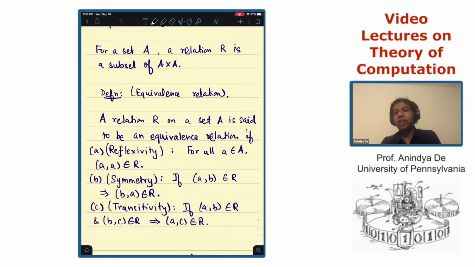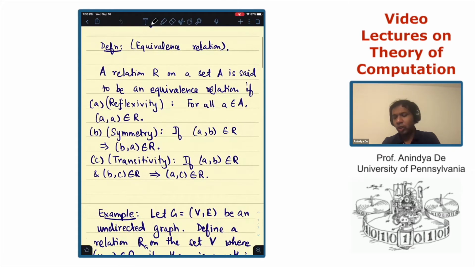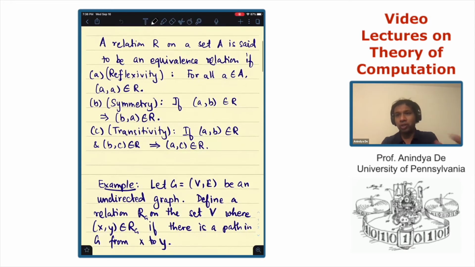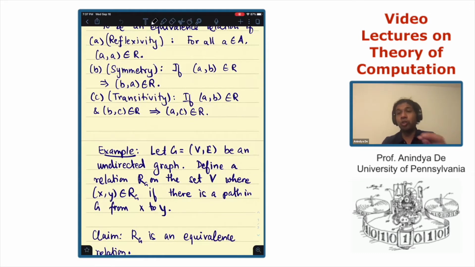And equivalence relations can be found all over in mathematics, and certainly in discrete math, but also in continuous math. Let's see an example of an equivalence relation just to make sure that we're on the same page with this definition. One particular example is the notion of connectivity in undirected graphs. So let G equal to V comma E be an undirected graph. What do I mean by this? I mean that V is the set of vertices and E is the set of edges in this graph. And remember, the graph is undirected.